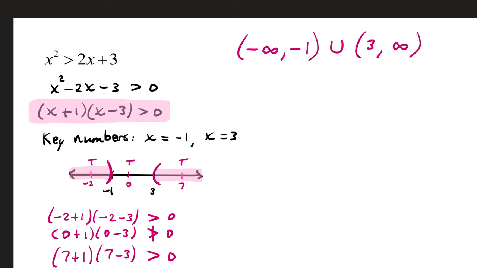Both of these intervals make up your solution set, but we have to unite them because they're two separate intervals of numbers. We use parentheses if the inequality is not underlined. If the inequality is underlined, then we use a bracket at the key numbers.